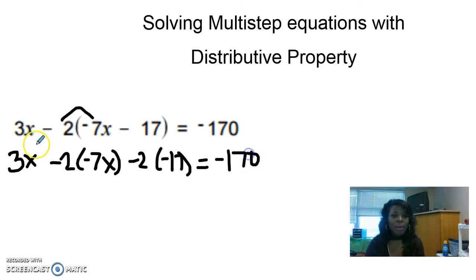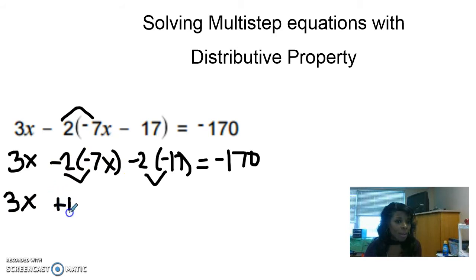All right. So we're looking at the problem now. I've distributed the -2. And what do I do next? Well, I have two multiplication expressions that I want to evaluate before I start combining like terms. I can't do that first. So I have -2 times -7x, which is a positive 14x. Multiply the constant by the coefficient there. And then I have a -2 times a -17, which is a positive 34.